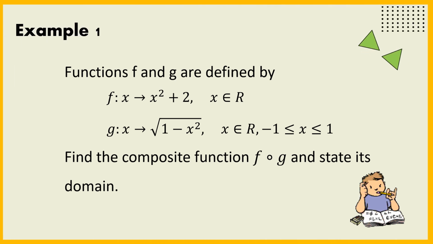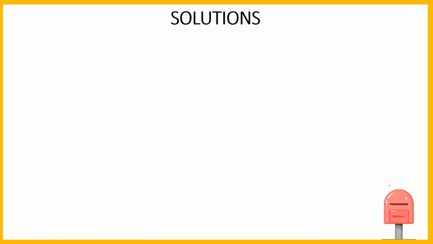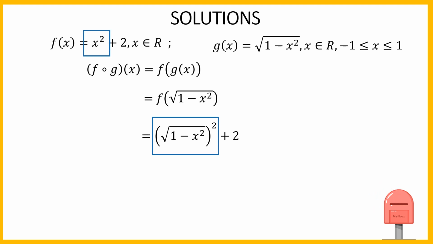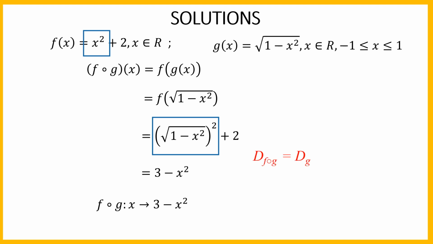The first example is to find the composite function f of g and state its domain. f(g(x)) means the output of the function g, which is square root of 1 minus x squared, becomes the input of the function f. Hence, the value of x in f takes the value of square root of 1 minus x squared. And when simplifying, we have 3 minus x squared. Thus, the composite function f of g is 3 minus x squared. Now, since f of g exists, the domain of f of g is the same as domain g. Thus, the domain of f of g is for all x in the interval from -1 to 1 inclusive.